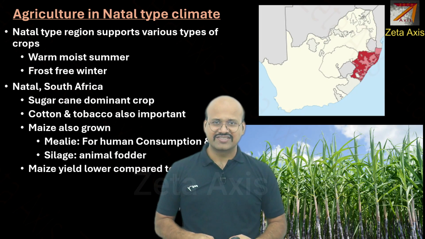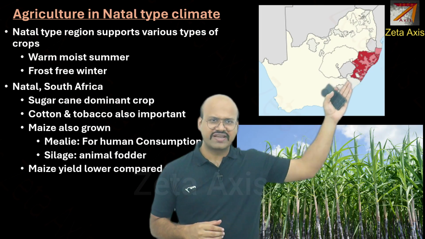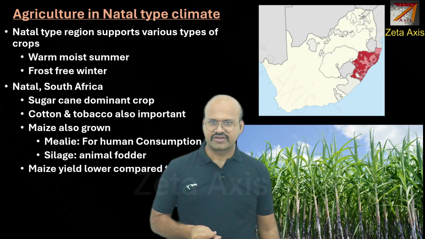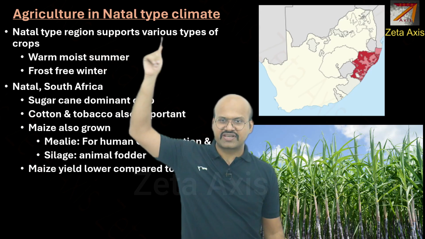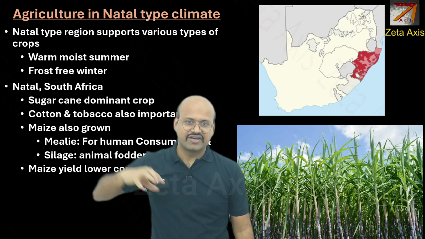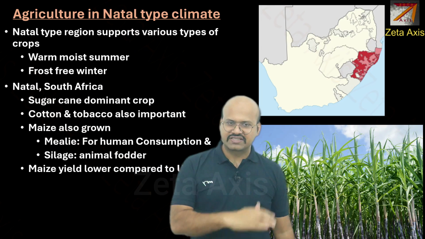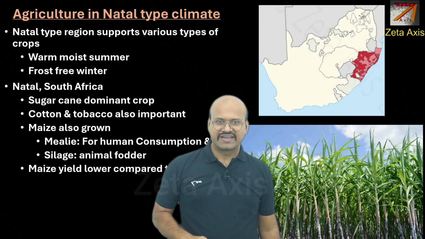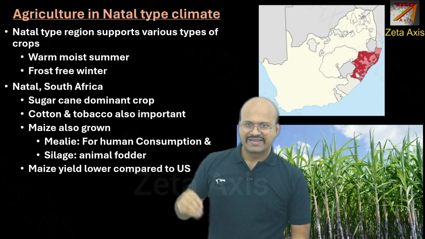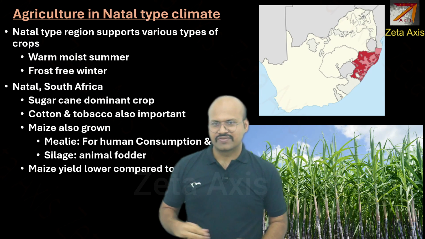Now let's see agriculture in Natal type of climate. So this is the Natal region. It is basically a province of South Africa. Natal type region supports various types of crops because of the warm, moist summer and frost-free winter. Here, frost does not occur, rainfall is even throughout the year, and the temperature range is also very small and on the warmer side. Therefore, we see that different types of crops can grow here.